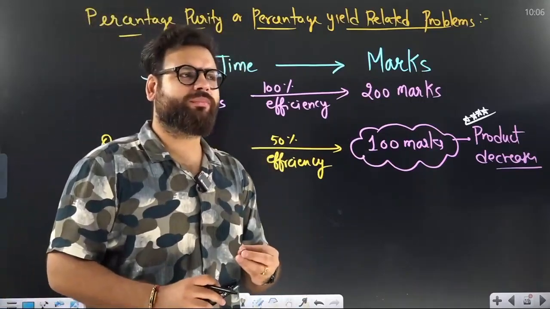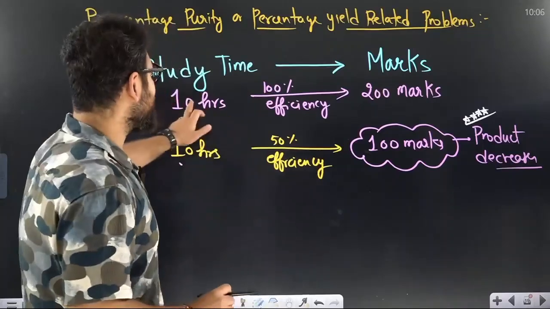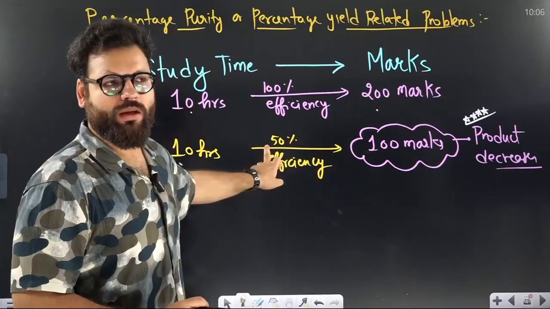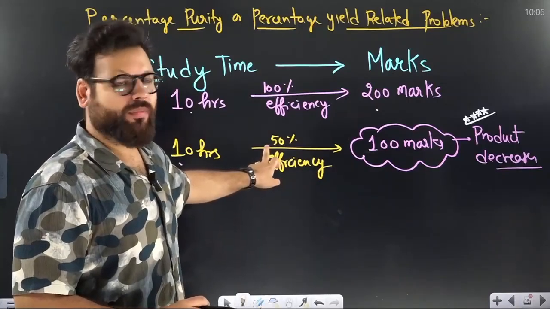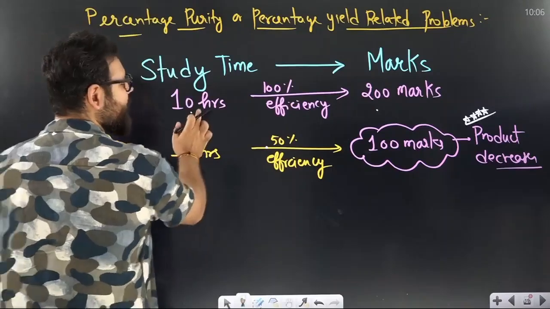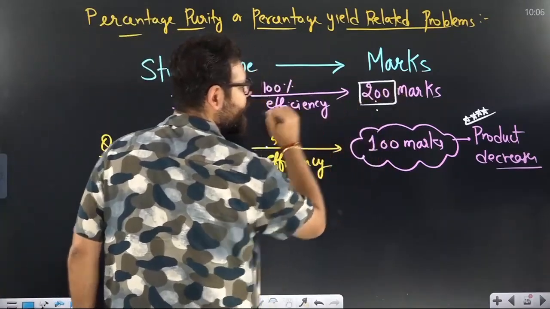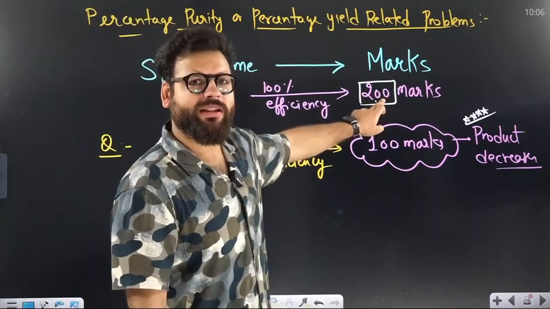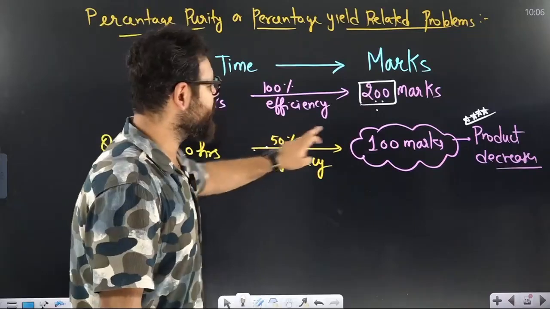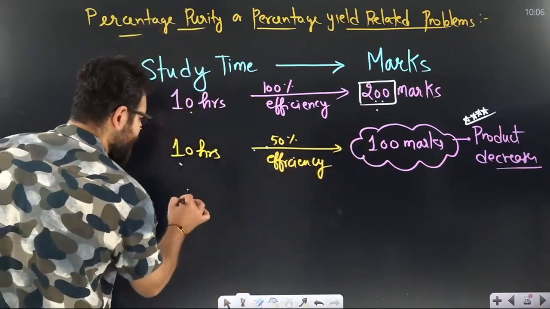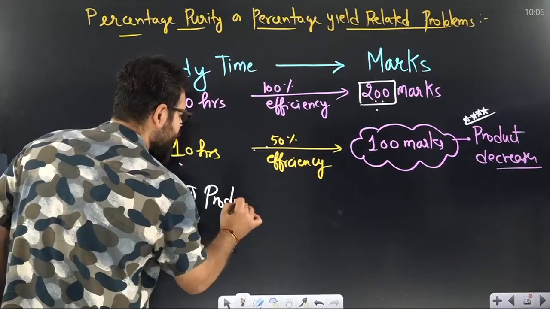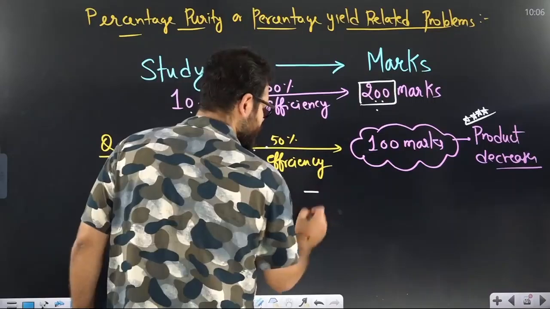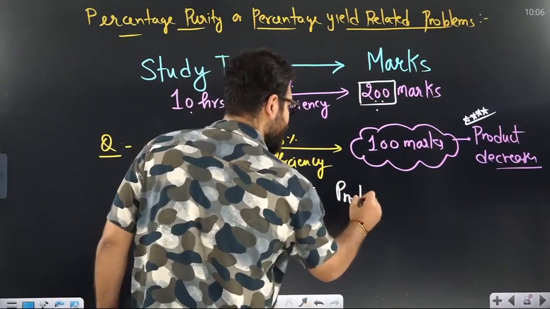How do you decrease the product? You find the product theoretically and then multiply by the percentage given. So if you study for 10 hours, you should have got 200 marks. So 200 is your theoretical number. Theoretical marks. That if everything was fine, the product should have been 200 marks. But then I will multiply by 50%. 50% of 200 automatically becomes 100. Formula becomes, remember it, write it down: product actual is always less than product theoretical.